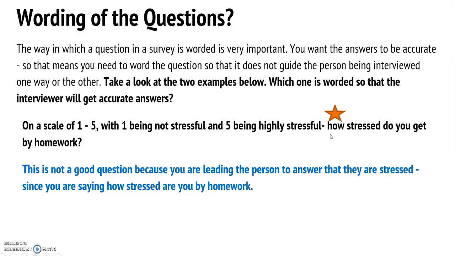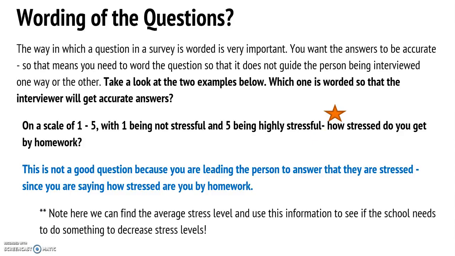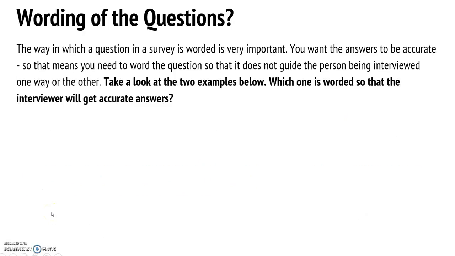So a better way of saying this would be, on a scale of 1 to 5, with 1 being not stressful and 5 being highly stressful, rate your stress level for your homework. So you're not saying that they are getting stressed. Now here, note, we could use this average stress level and this information to see if the school needs to do something in order to decrease stress levels.